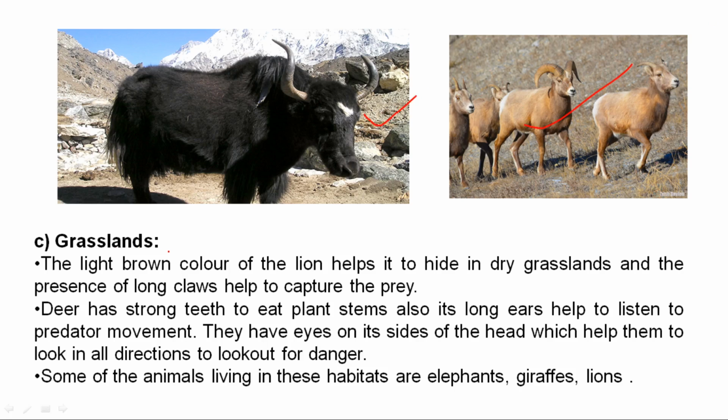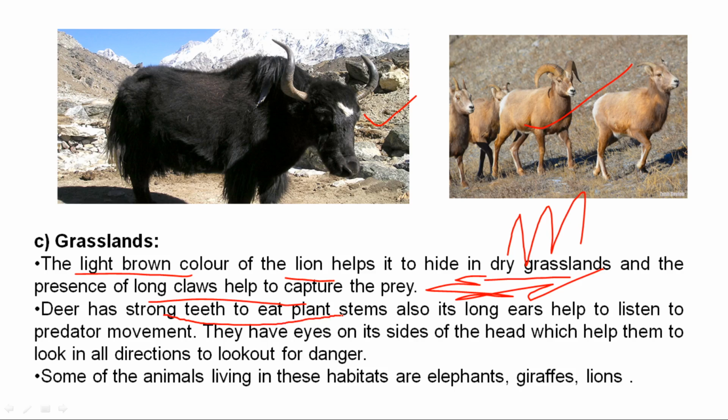Next, grassland. Grassland means land where you will find big grasses, long grasses. The light brown color of lion helps it to hide in dry grassland. Grass, when it becomes dry, turns brown in color. So the lion's light brown color helps it hide inside. The presence of long claws helps to capture prey. The lion has long claws, long paws with which it hunts. Deer has strong teeth to eat plant stem.